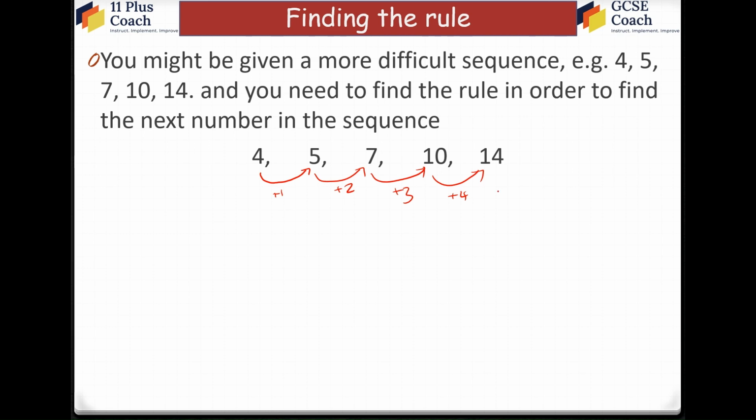So if I need to find the next number, the 6th number, after 14, I'll have to add plus 4 was from the previous term. So add 1 more to plus 4, I get plus 5. So I need to add 5 to that. So the next term will be 19.